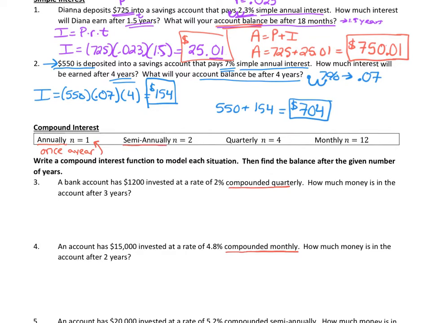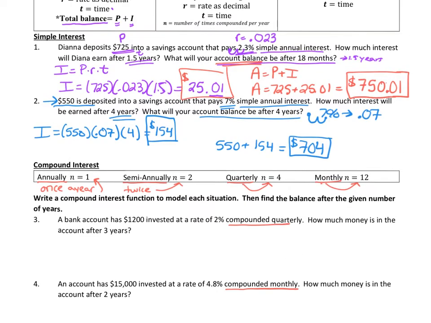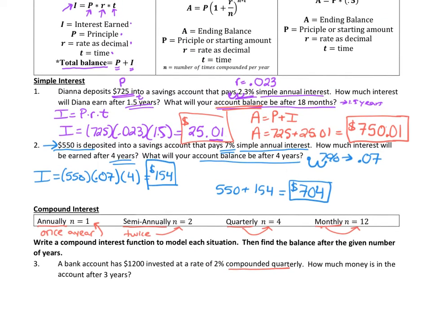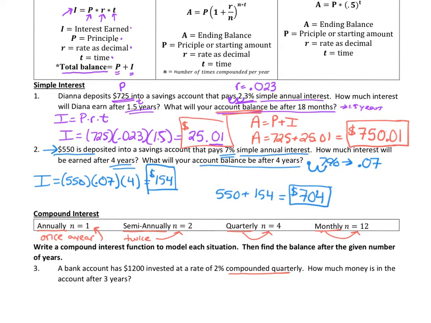Semi-annually, like a semi-annual sale, that's twice a year. Quarterly, like quarters, there's 4 quarters in a dollar, so 4 times a year. Monthly, 12 months in a year. So for this compound interest equation, we're going to use our compound interest formula, which is up here at the top. So it's going to be A equals P times (1 plus R over N) to the N times T.